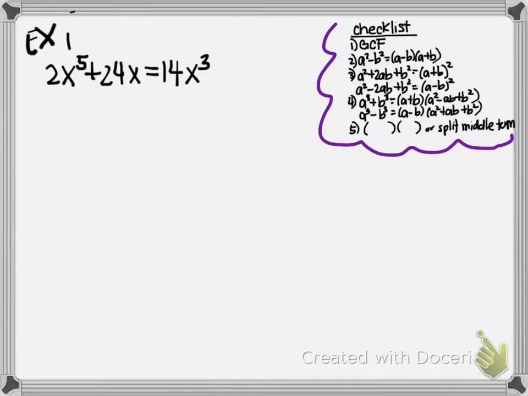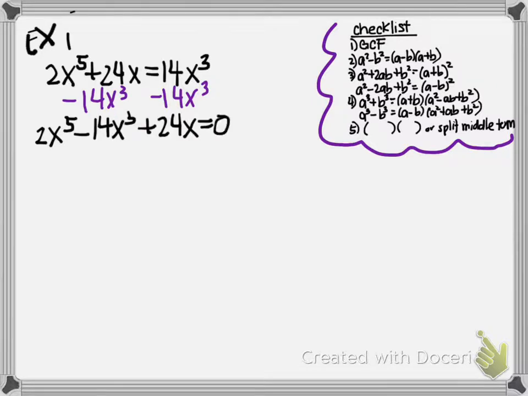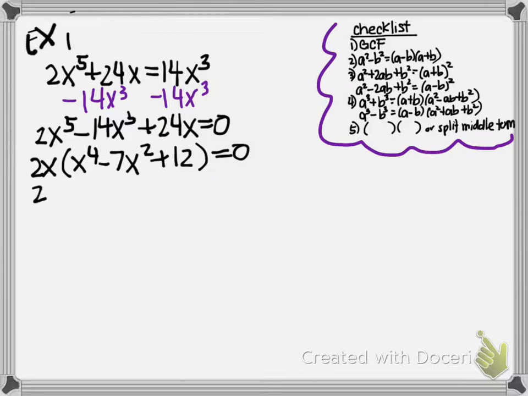So here's another example. Again, I'm going to set this equal to 0 by subtracting 14x to the third from both sides and writing in descending order. Then I'm going to see if I can first factor it. In this case, it does have a factor of 2 and x. So we'll be left with x to the fourth minus 7x squared plus 12 equals 0. Again, it looks like we can factor this trinomial, so I'm going to write it as x squared minus 4 and x squared minus 3.